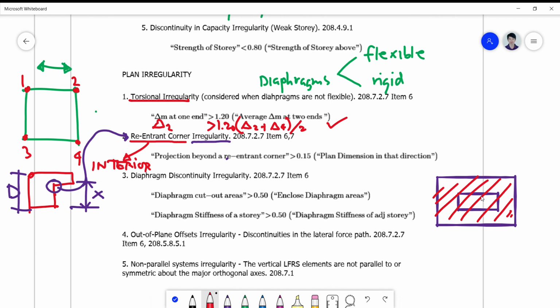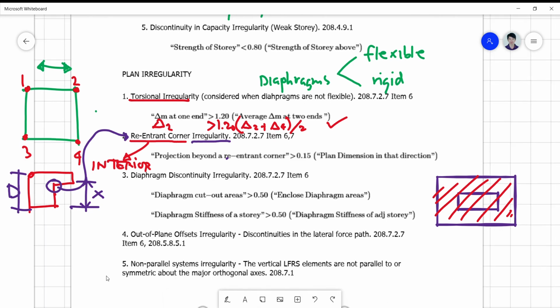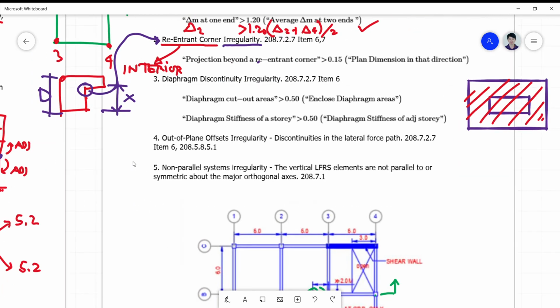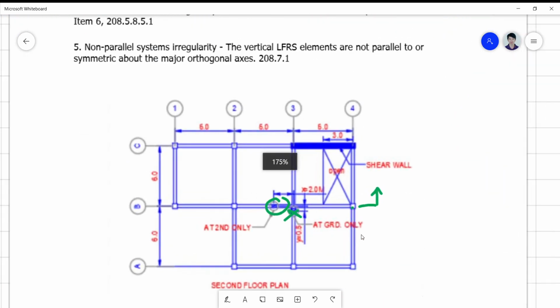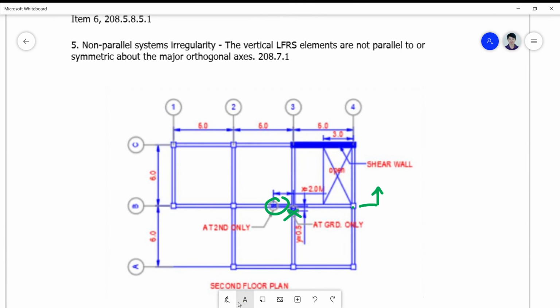Okay, so for number 4, I already explained to you this out of plane offset a while ago. So if we have the in plane offset irregularity, this is now the out of plane offset irregularity. So when we're considering frame B, the out of plane offset is this one. This column here is out of plane by 0.5 meters. Okay, so this is what you call out of plane. Okay, so this is what you call the in plane.